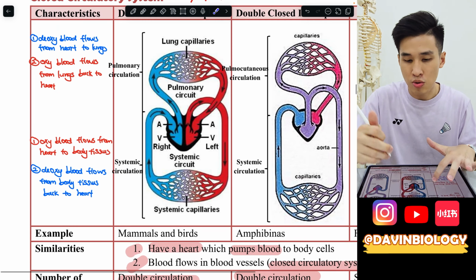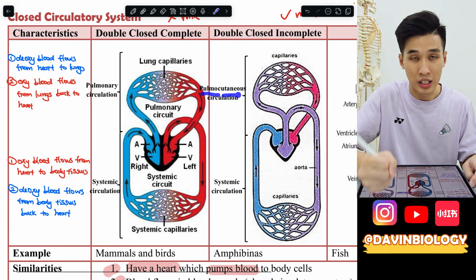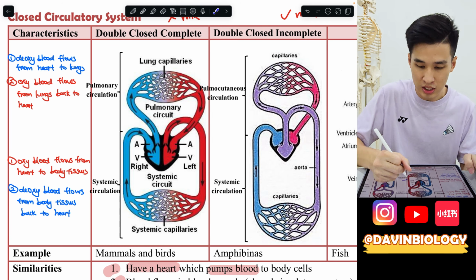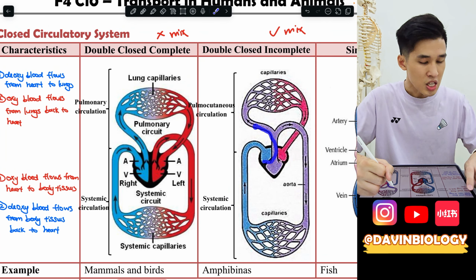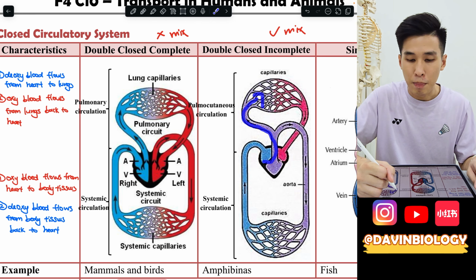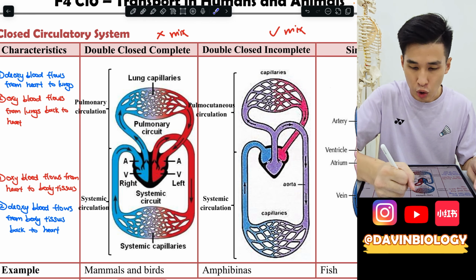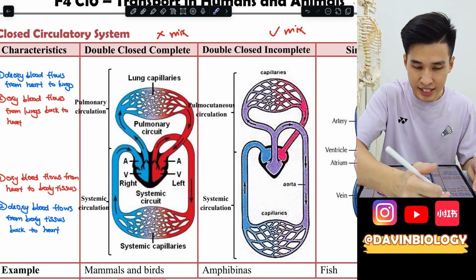But for amphibians, right, this part is called pulmocutaneous instead of just pulmonary. The below here, systemic, is the same. Because when the heart pumps the deoxy blood, right, it will go to not just the lungs, but also the skin. So cutaneous means skin.